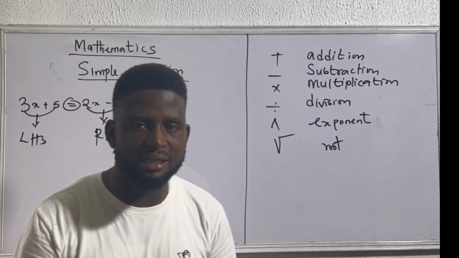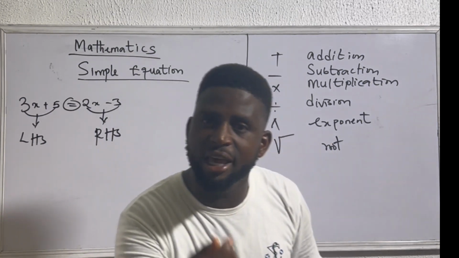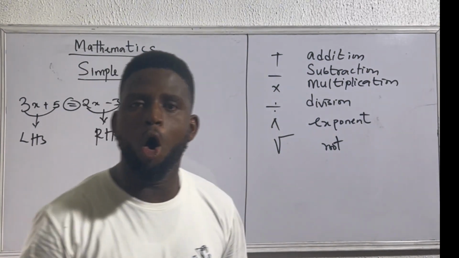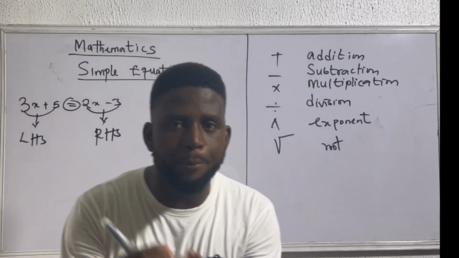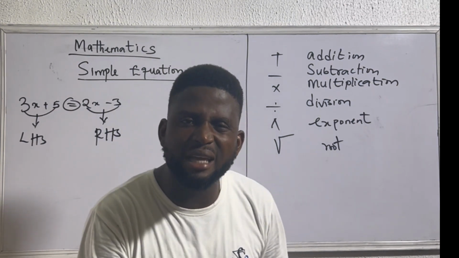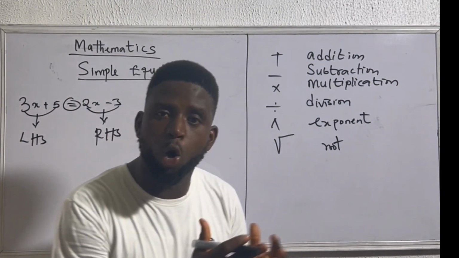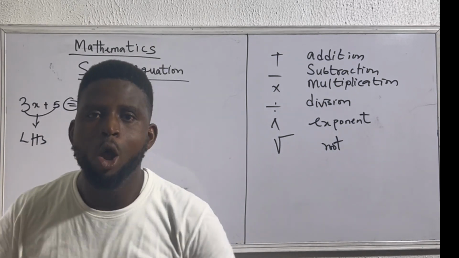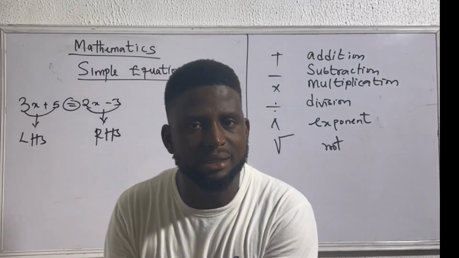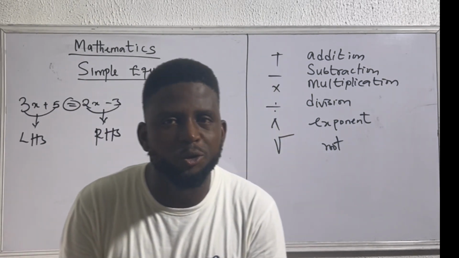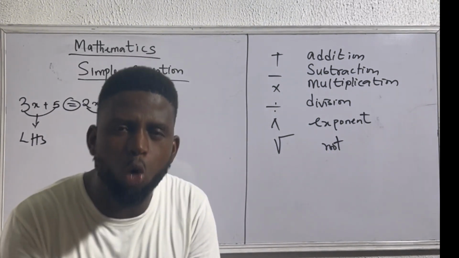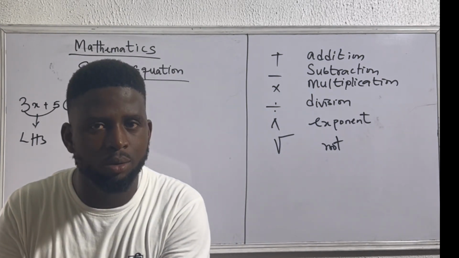A term is either a single number, that is a constant. A constant is a number that is not attached to any variable, or a single variable. A variable in mathematics is a letter or a symbol that represents an unknown. So when we are looking for an unknown number or an unknown quantity, we use a variable. That variable in mathematics is a symbol, or most often a letter of the English alphabet, that represents an unknown number or an unknown quantity.